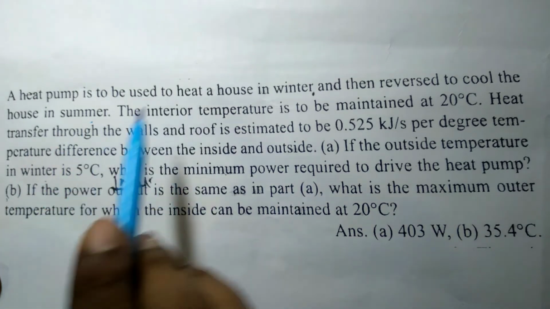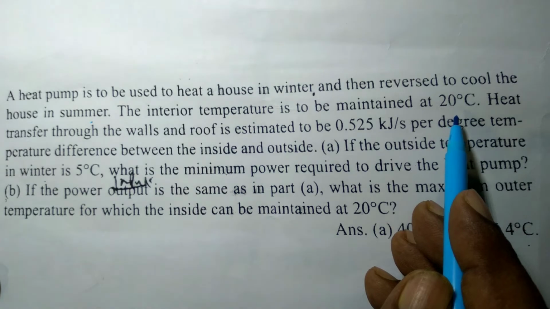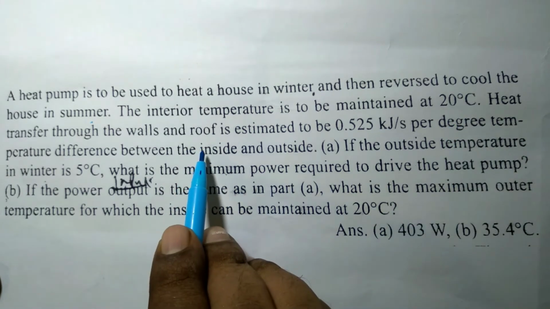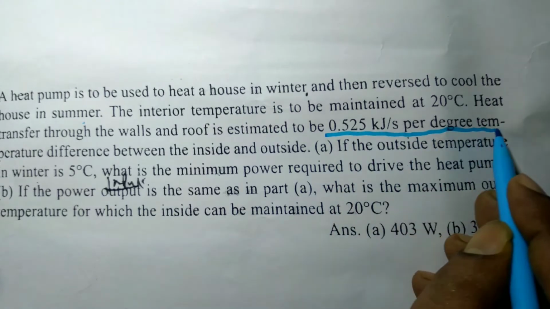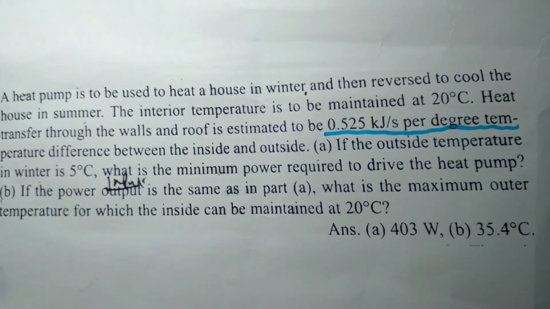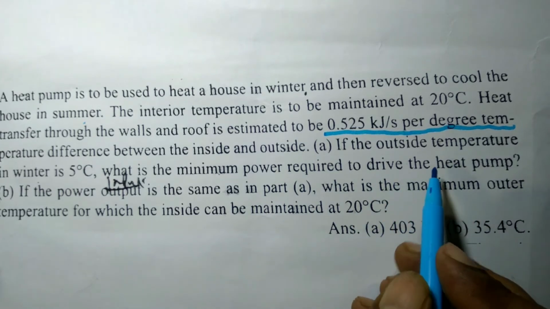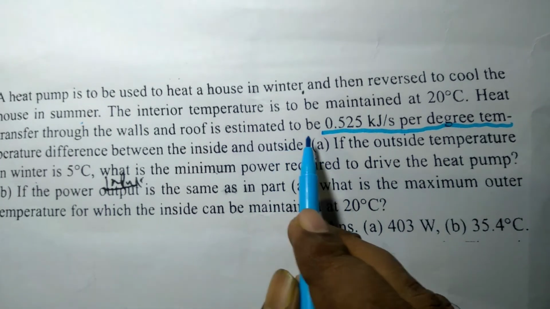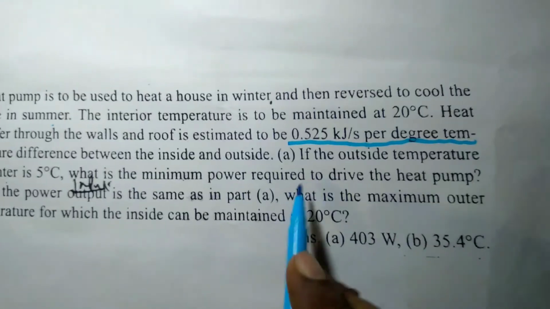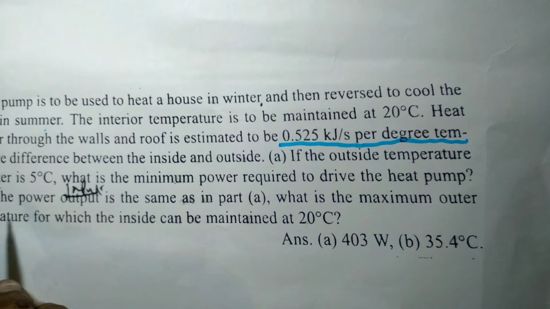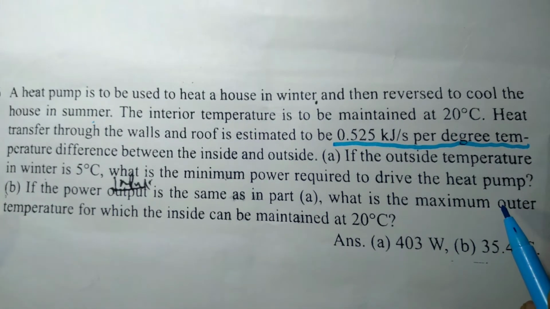house in summer. The interior temperature is to be maintained at 20 degrees Celsius. Heat transfer through the walls and roof is estimated to be 0.525 kilojoule per second per degree temperature difference between the inside and outside. So the room temperature is always to be maintained at 20 degrees Celsius, and in winter if the outside temperature is 5 degrees Celsius, what is the minimum power required to drive the heat pump?